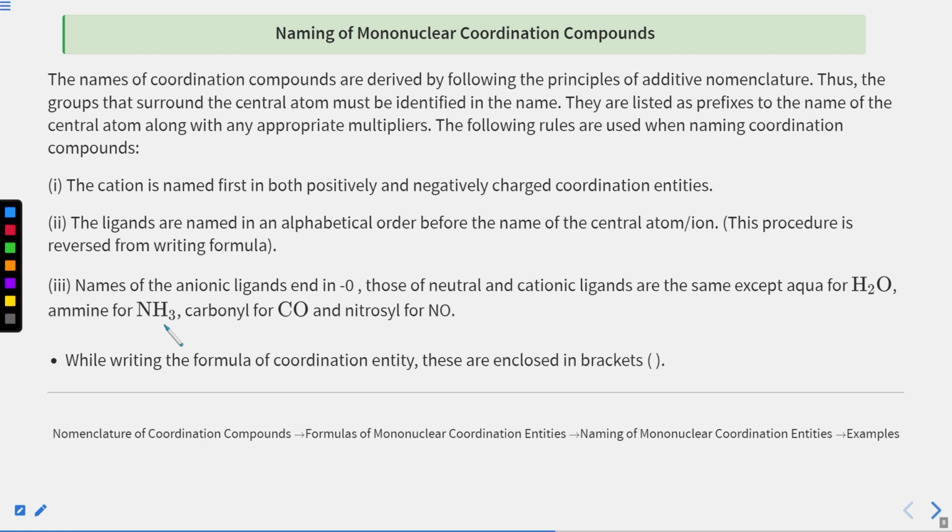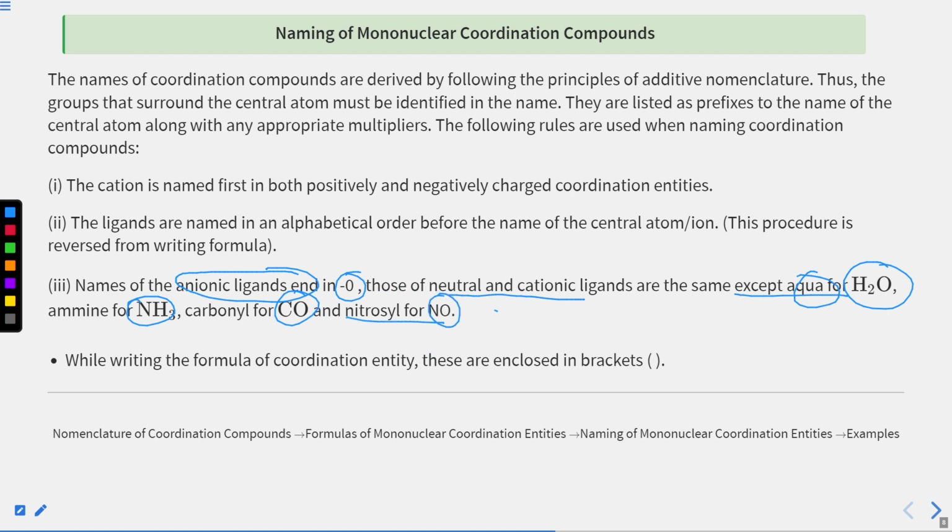You must have seen that in writing the formula, we first write the symbol of the metal, then the symbol of the ligands. But in naming, we write first the ligand name, and then the central atom name. Now the name of an anionic ligand ends with O, and those of neutral and cationic ligands are the same except H2O, which is aqua, NH3, which is amine, CO, which is carbonyl, and NO, which is nitrosyl.